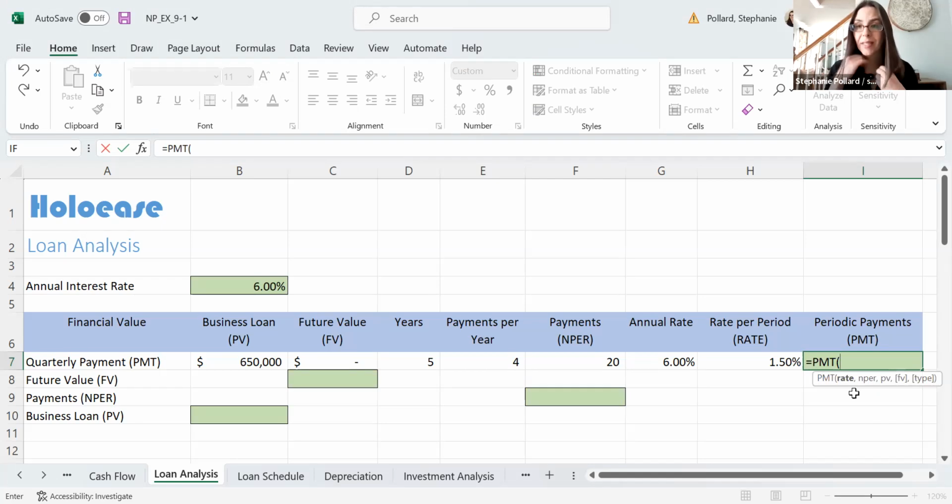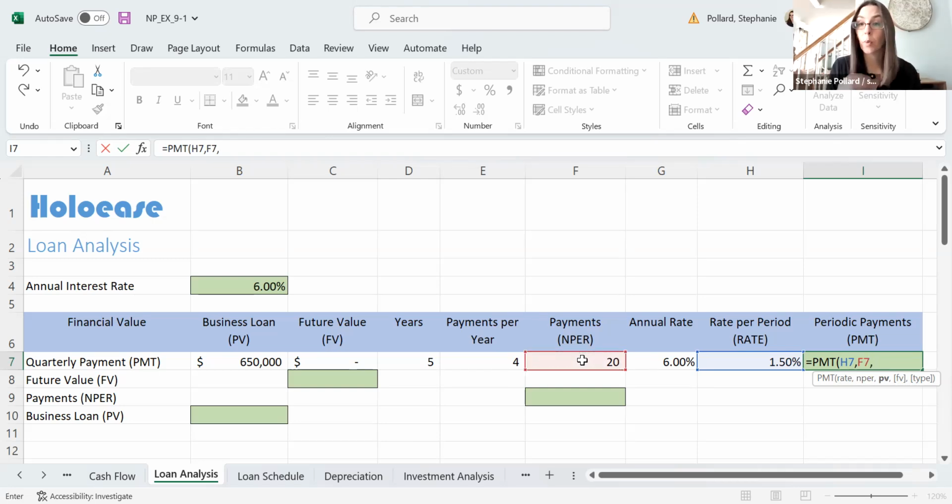You have to tell it a few pieces of information. So we do have to tell it our rate. That's the first thing that we're going to go ahead and tell it. So our rate is going to be this 1.5%. So it's not the annual rate, it's the rate per period, comma. Then I need to tell it the total number of payments. That is NPER. So I'm going to click the 20.